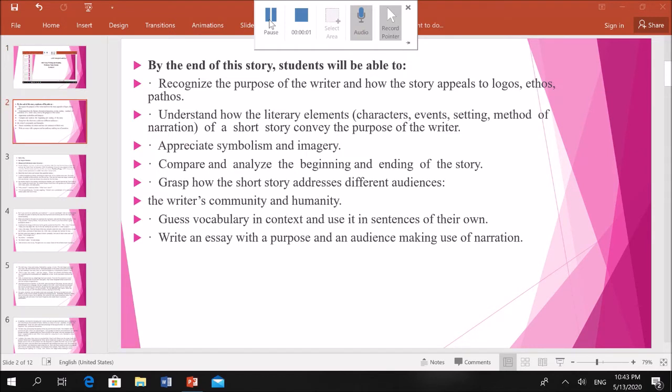In this lecture, we are going to study a short story and we are going to examine the following. By the end of this story, you must be able to recognize the purpose of the writer and how the story appeals to logos, ethos, and pathos. So today we are going to study a short story, and as we read it, we are going to focus on the purpose of the writer. We are going to see what is the purpose of the writer and how does the writer appeal to logos, ethos, and pathos of his readers.